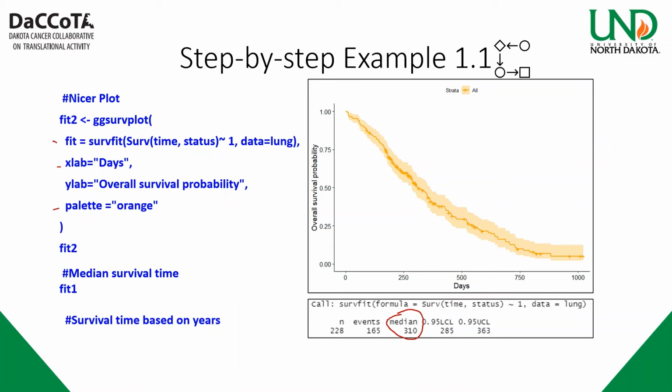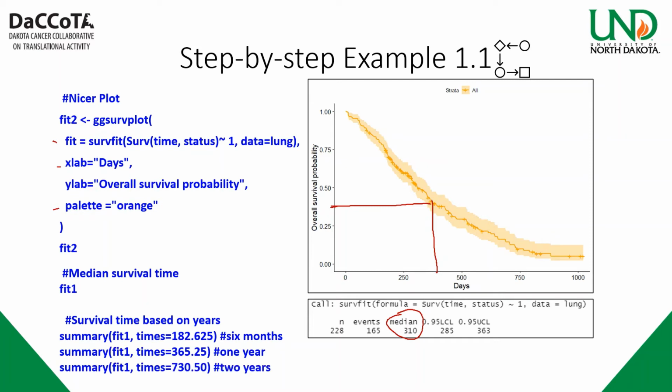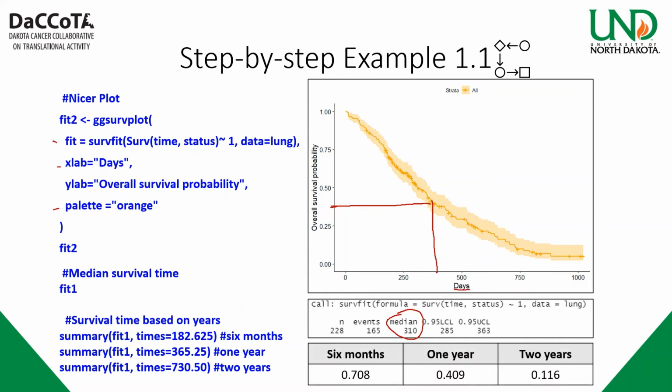But what if we want survival time based on specific times? Essentially, if we pick some survival probability, we want to be able to work out how many days, and vice versa, days and survival probability. So let's look at 6 months, 1 year, and 2 years. So I've transferred those into number of days because that's the time variable. And then we pull this out here, and I just compiled it into a little table. So 6 months is a survival probability of about 70%. 1 year drops to under 50%. In 2 years, it's right around 10%.